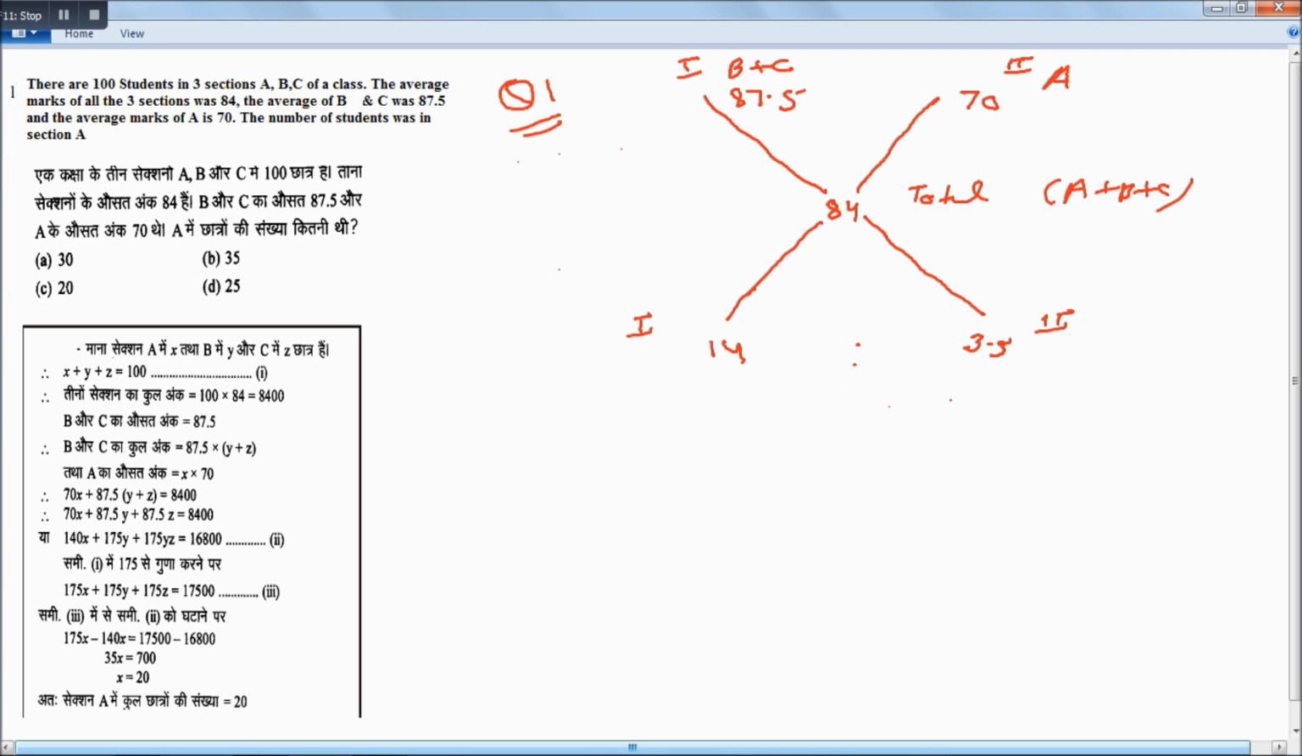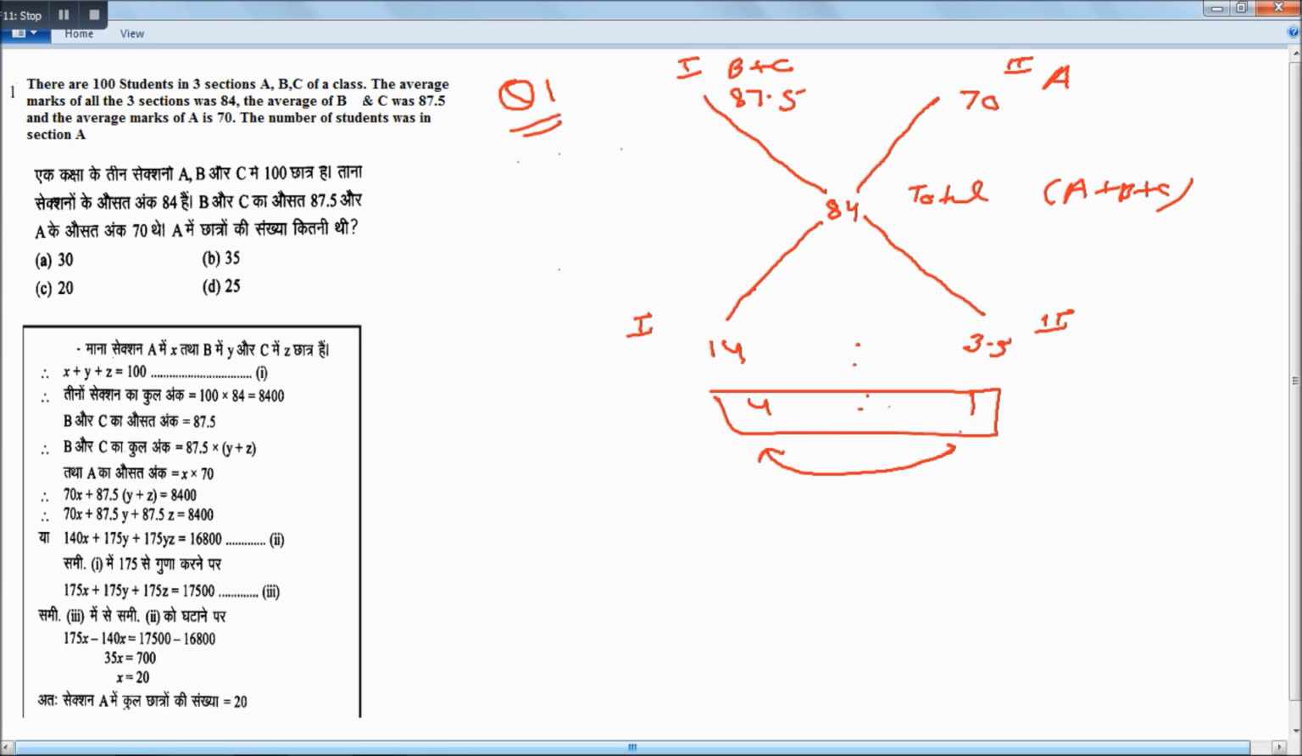This is the ratio, this is not the quantity. It is 1 and 4. Now by this we can say the number of students in section A is 1, and the number of students in sections B and C is 4. The total number of students in all three sections according to us is 5.